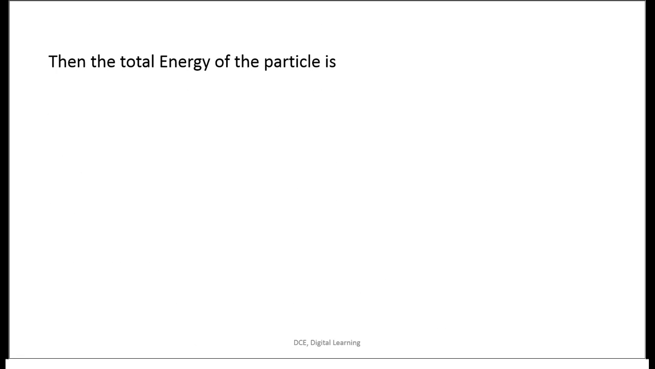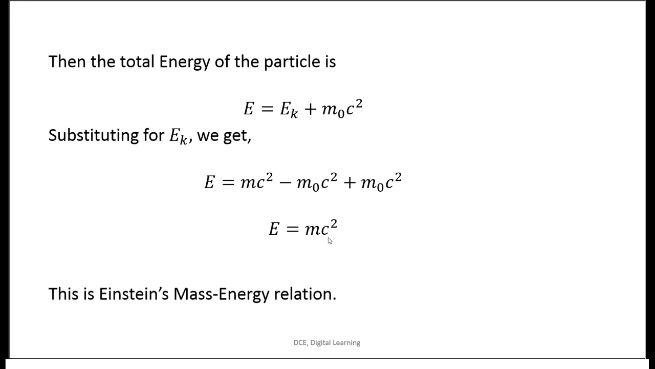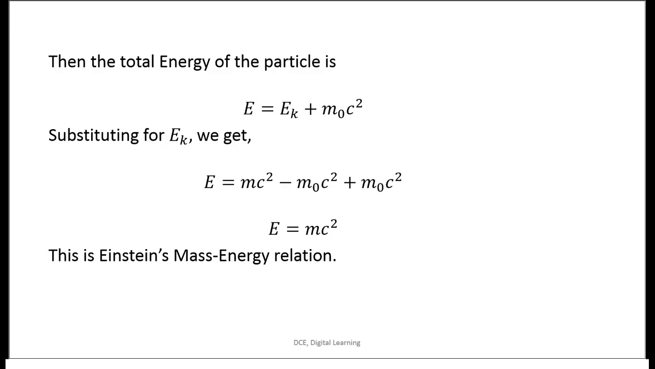Here we have written the kinetic energy of the particle. The total energy of the particle, that is E, is equal to Ek, that is kinetic energy, plus m naught c square, rest mass energy. Total energy of the particle is the sum of the kinetic energy and rest mass energy of the particle. Substituting for Ek from the last equation as mc square minus m naught c square, the m naught c square terms cancel out. So finally we get E is equal to mc square, which is the required Einstein mass energy relation.